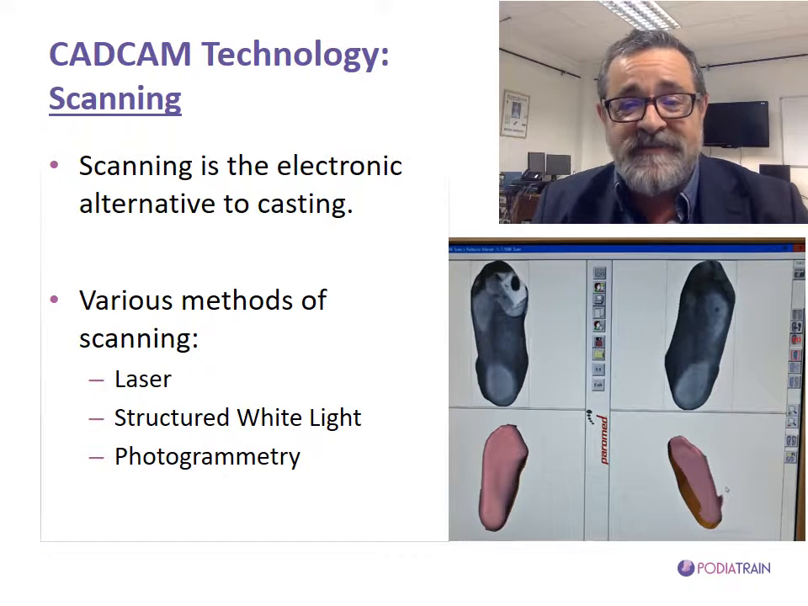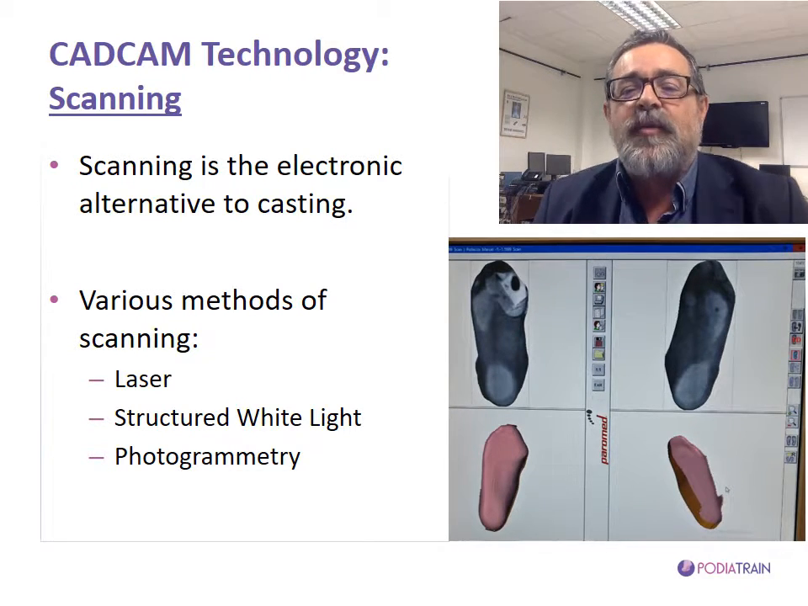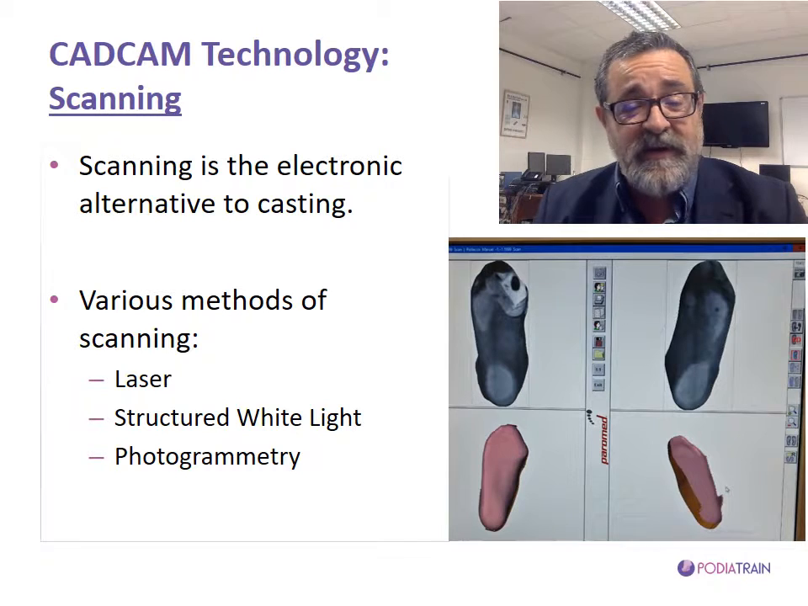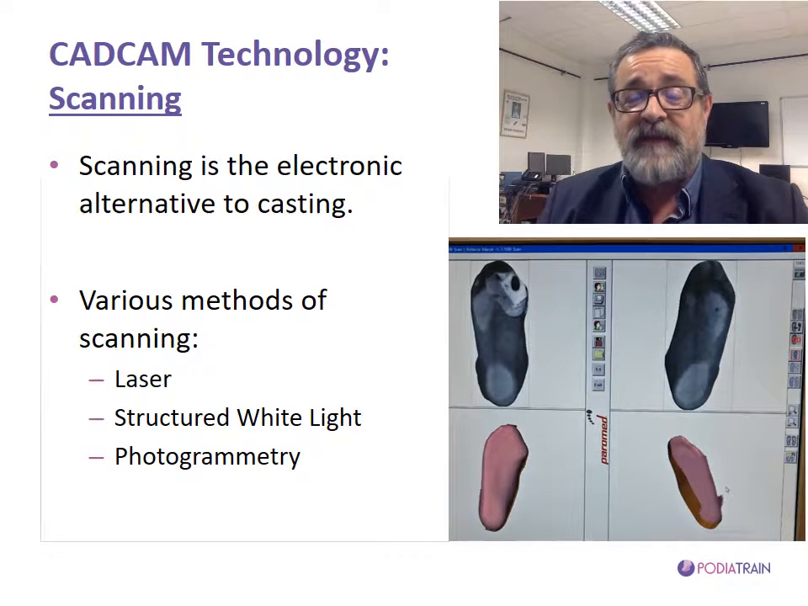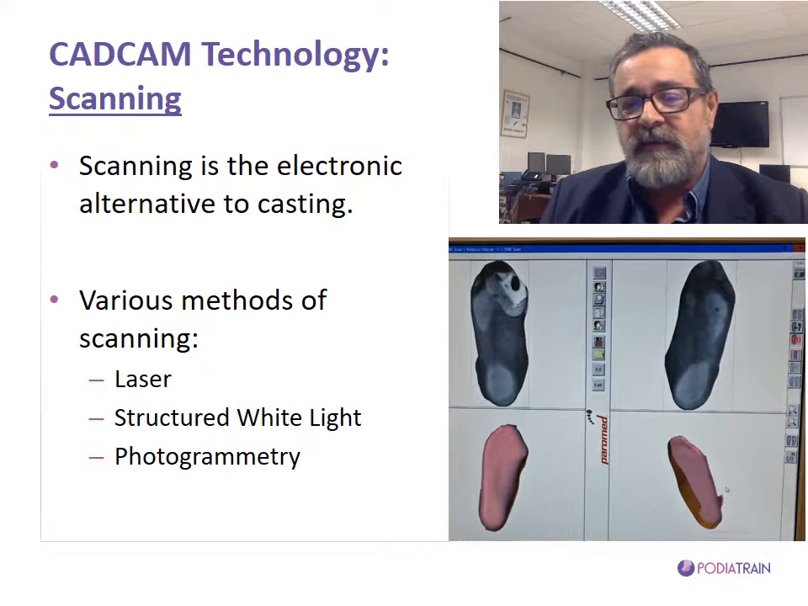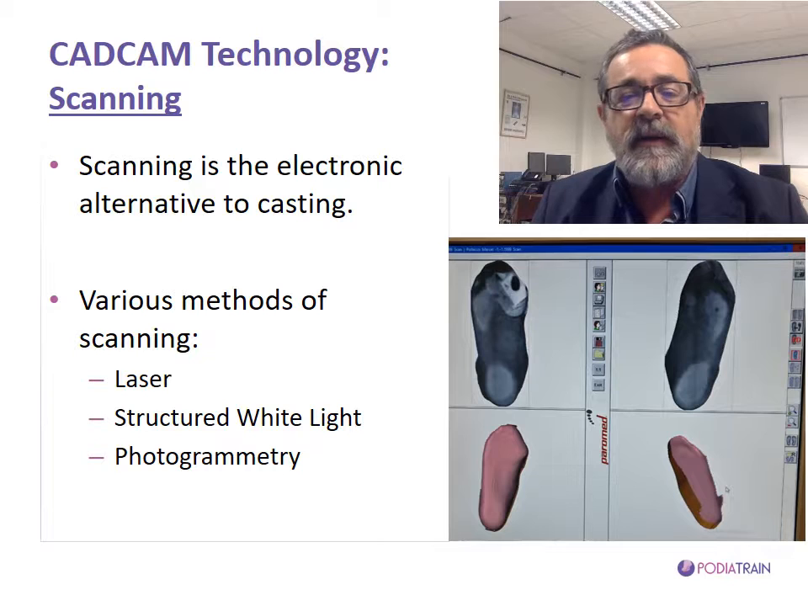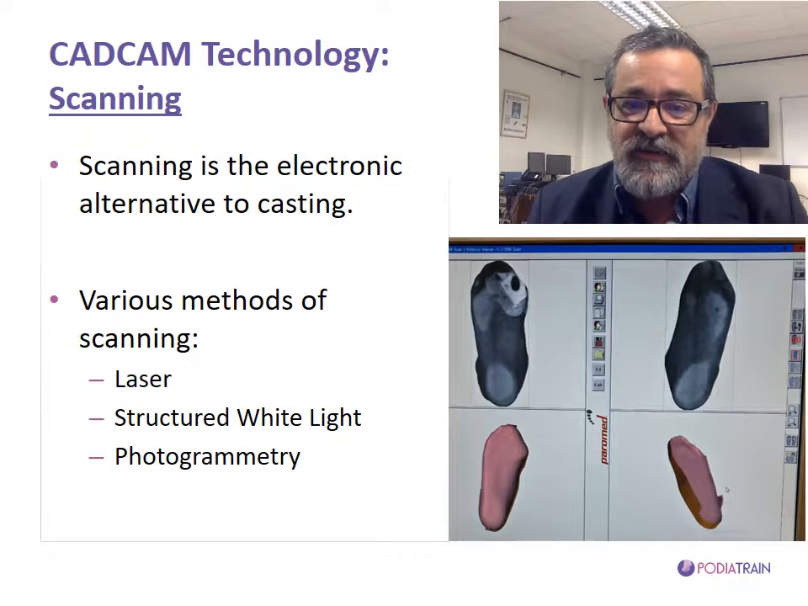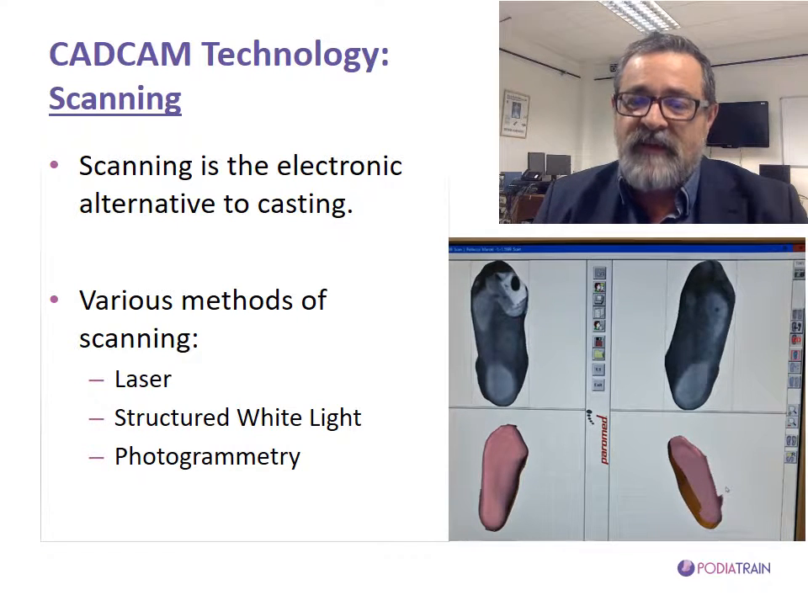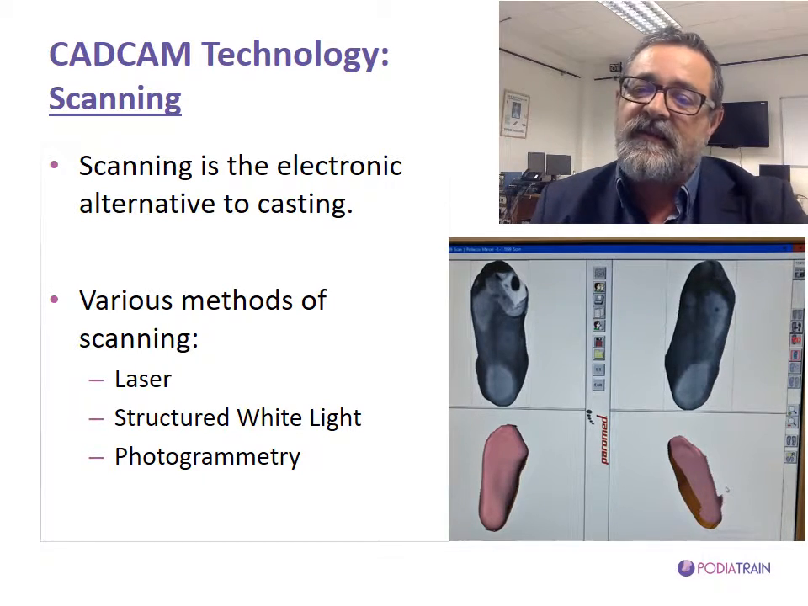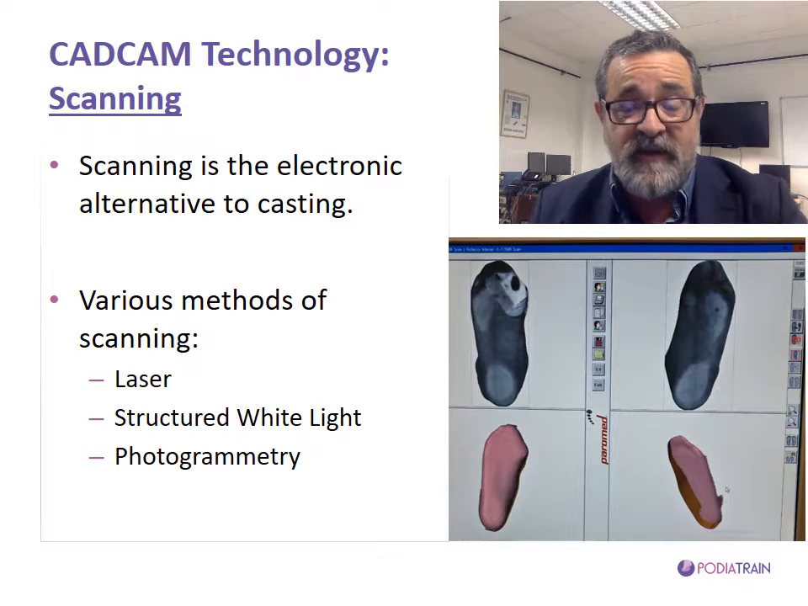Other types of scanning technologies which can produce a 3D model of the foot include photogrammetry, which is the use of multiple photographs, and these photographs are basically used to triangulate each point to produce a 3D image of the foot. Also, other techniques such as structured white light, in which an image is projected onto the surface to be copied, and 2 cameras take a photo of that object to produce the 3D scan.